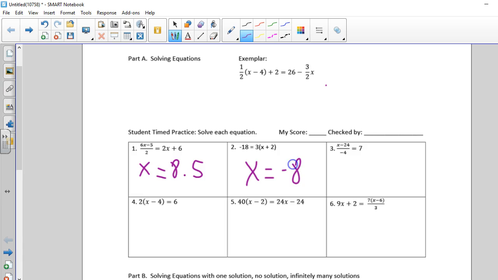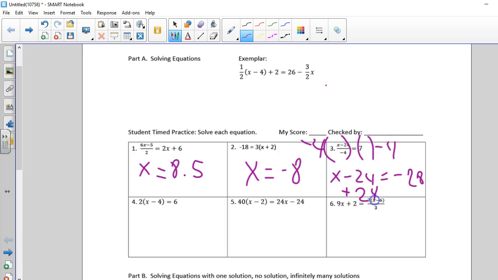We'll just write that right there. Let's go on to number 3. X minus 24 divided by negative 4 equals 7. Get rid of that fraction. Multiply both sides by negative 4, or multiply everything in the equation by negative 4. On the left side, negative 4 divided by negative 4 leaves 1. So it leaves x minus 24 equals, and negative 4 times 7 is negative 28.